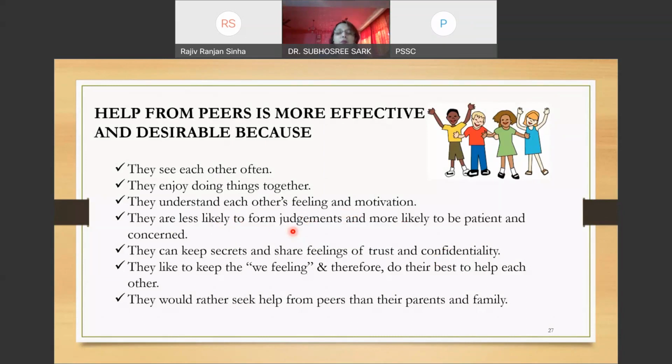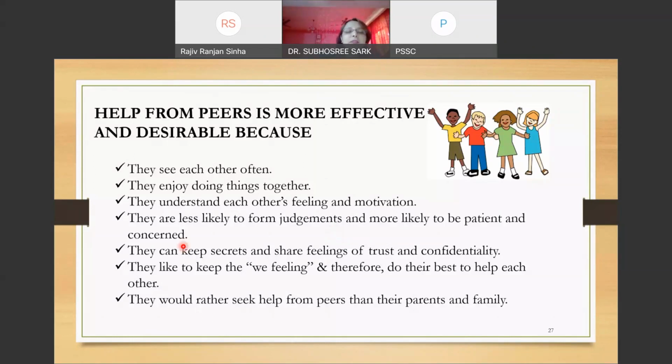We adults are prone to making judgments. You talk to his friend, somebody has done bad, but his friends will come and say, no, teacher, he was not bad, or she's not bad. He might have done this, but he's not bad. So they don't form judgments. So when they don't form judgments, let us mold them in a positive way.